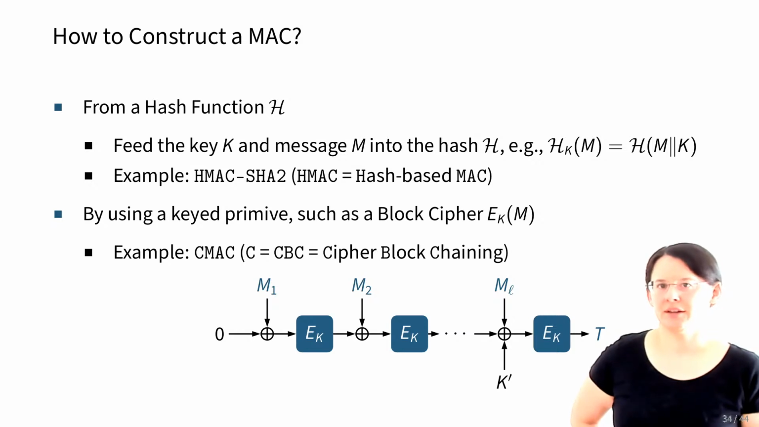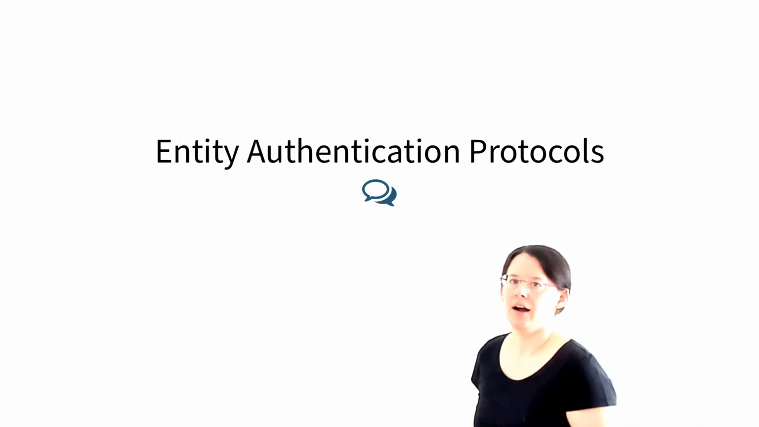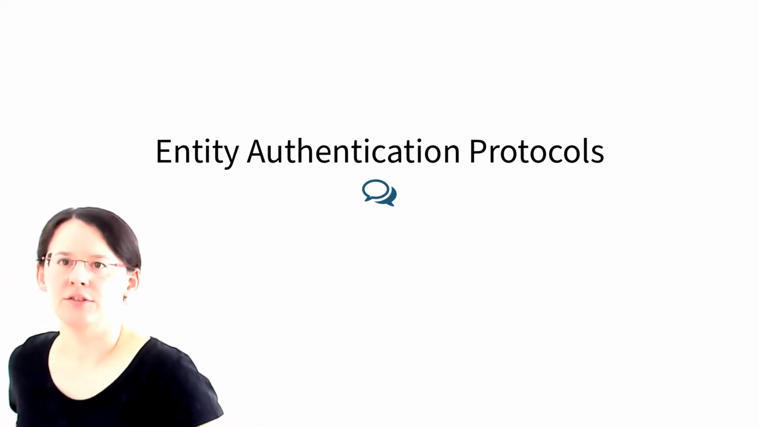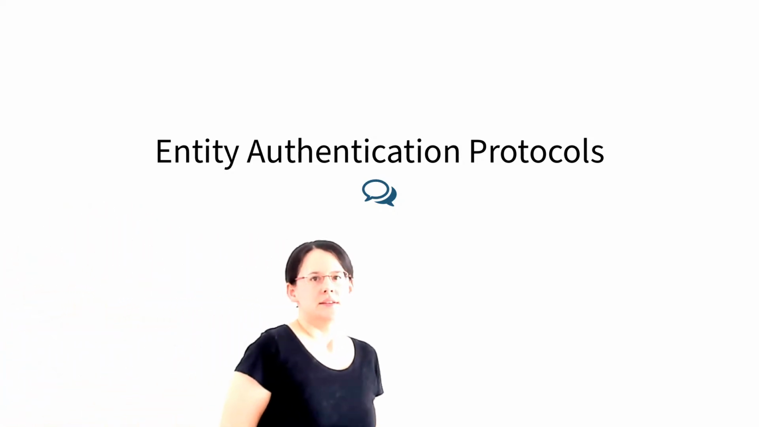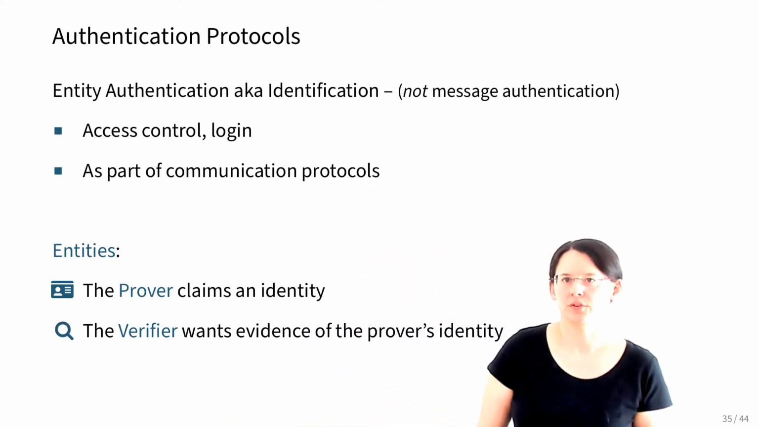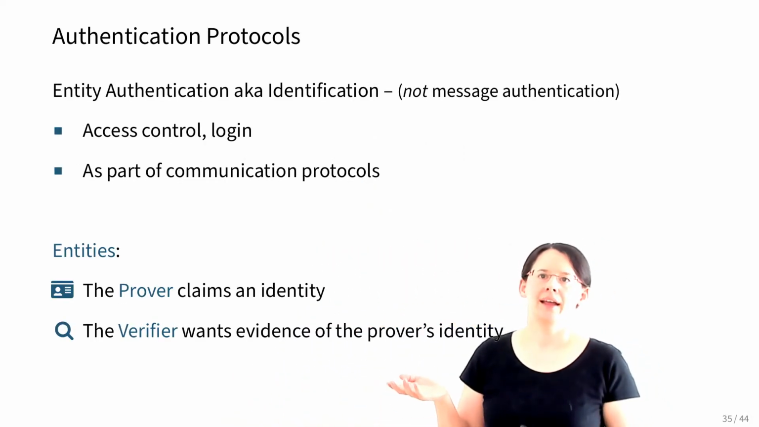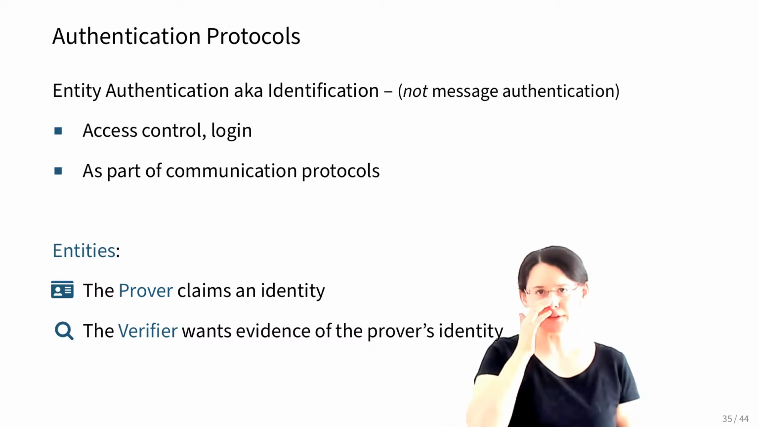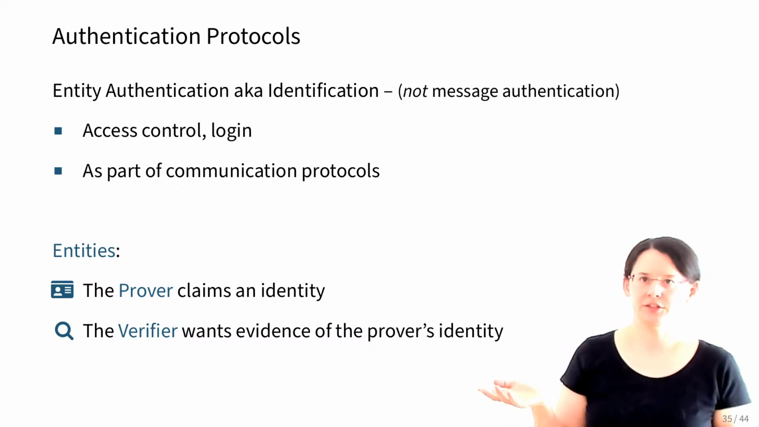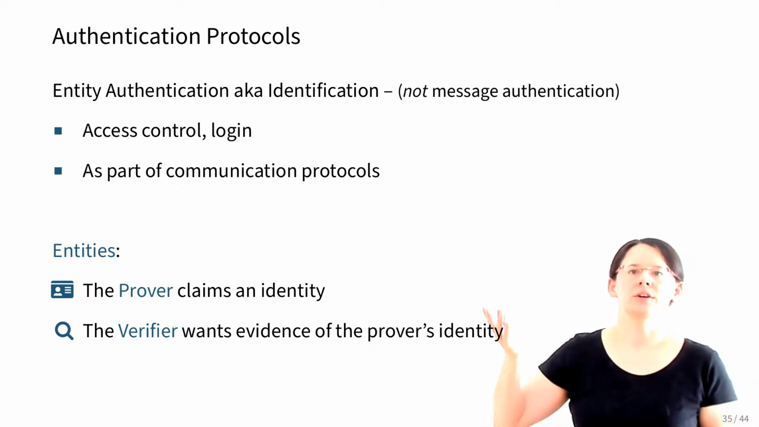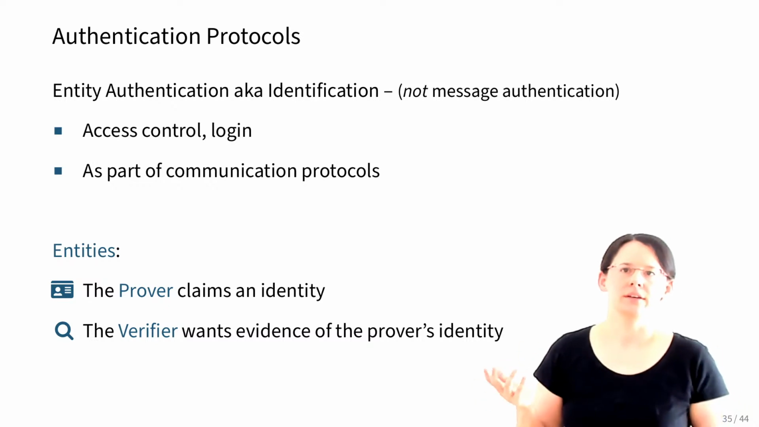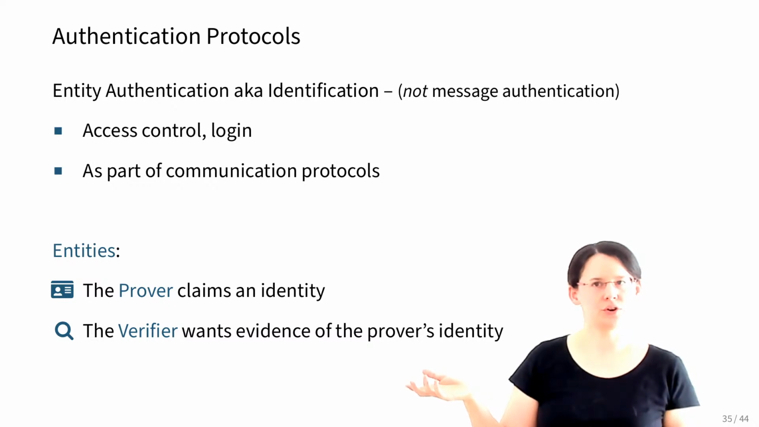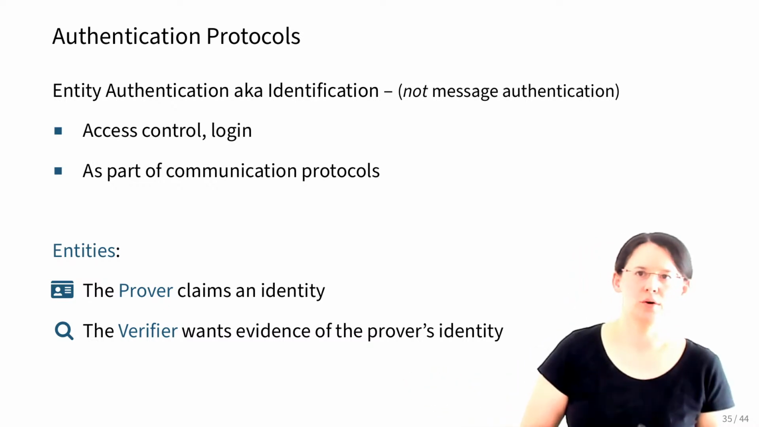But now for the rest of this lecture, let's have a look at how to use this in an actual protocol, particularly in an authentication protocol. So what's the point of an authentication protocol? The goal is what we earlier called entity authentication, also sometimes called identification. This is now not about protecting data and messages, but about protecting, for example, access control, something like a login, or also as part of communication protocols. So first you make sure who you're talking to, and after that you continue with the normal protocol.